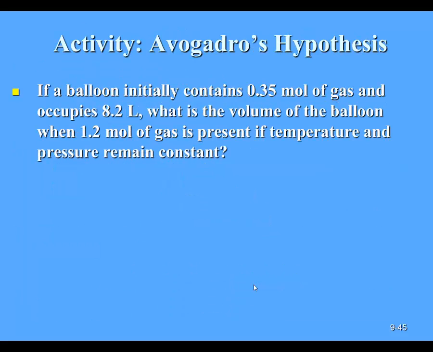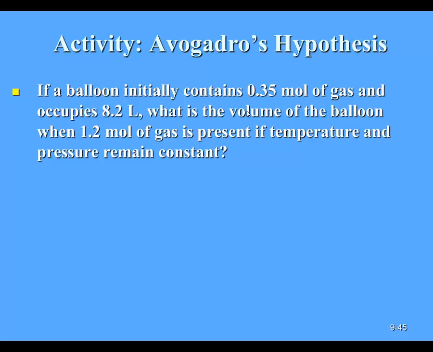Now let's consider that we have a balloon that was initially at 0.35 moles of gas. Since that's about a third of a mole, we know that's going to be about a third of the volume we were discussing if it were at standard temperature and pressure. I'm telling you that the 0.35 moles of gas is occupying 8.2 liters of volume.